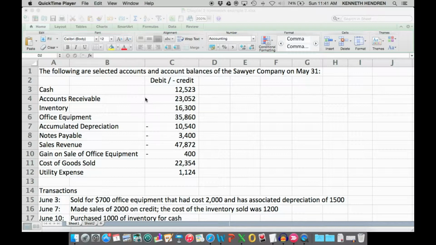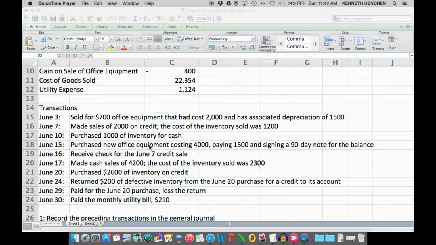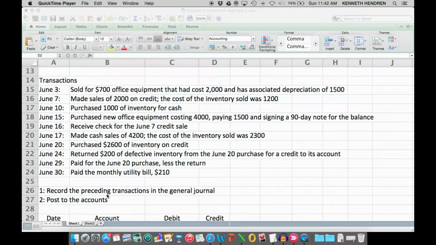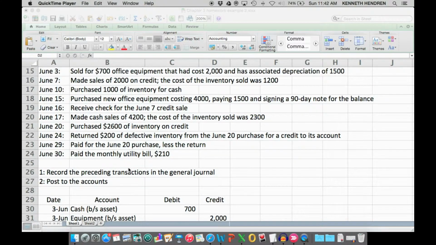We start with cash, and we go down through utilities expense, and now we have the transactions from June 3rd through June 30th. Our requirement is to record the transactions in the general journal and post to the accounts.